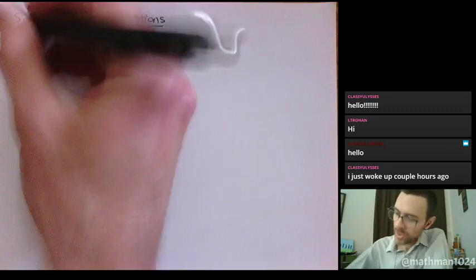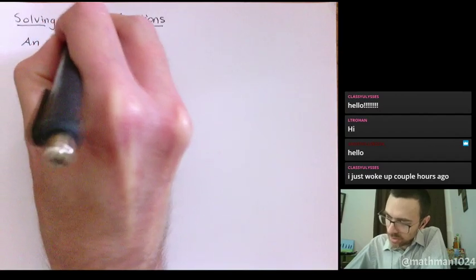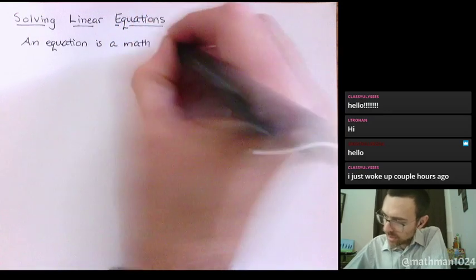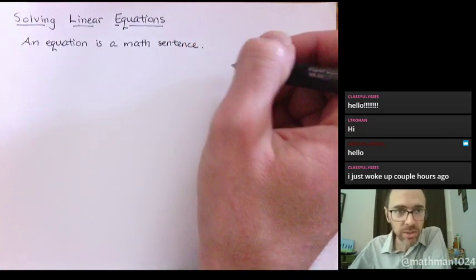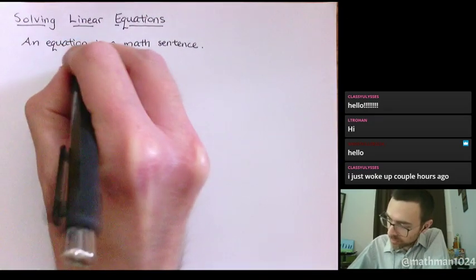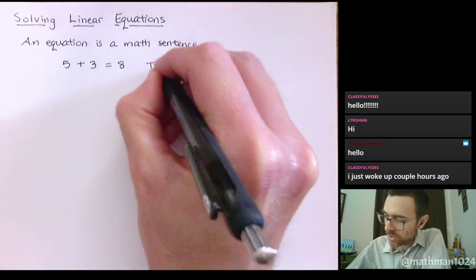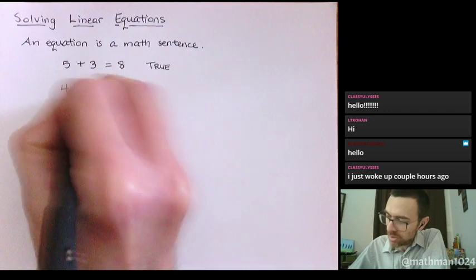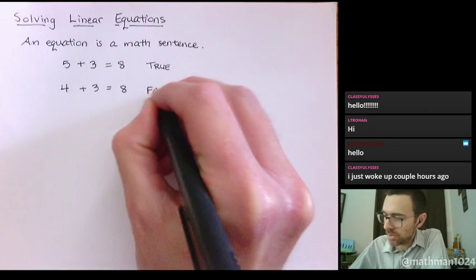So the thing to understand about equations, and this is the way I like to think about it, is that I see an equation as a math sentence. And like a lot of sentences that you come across or that you may speak, they may either be true or false. So if I say 5 plus 3 equals 8, I hope that we can all agree that this is a true statement. Right? 5 plus 3 is 8. No problem. But if I say 4 plus 3 is 8, well, we know this to be a false statement.